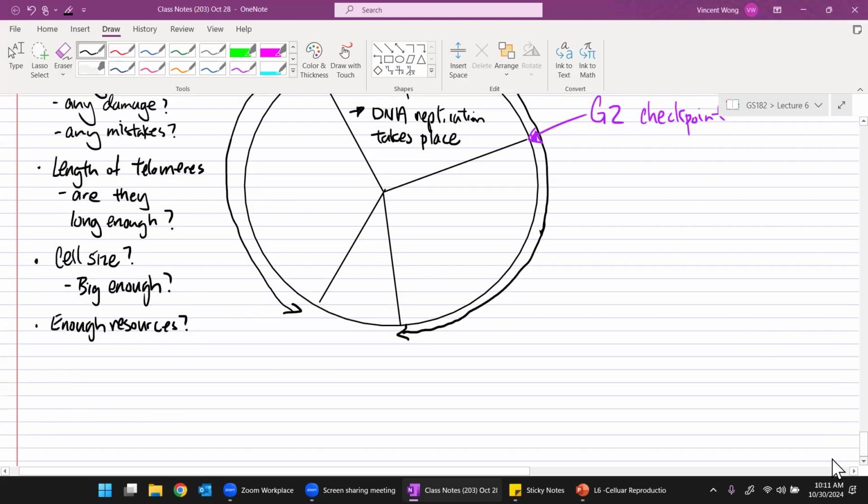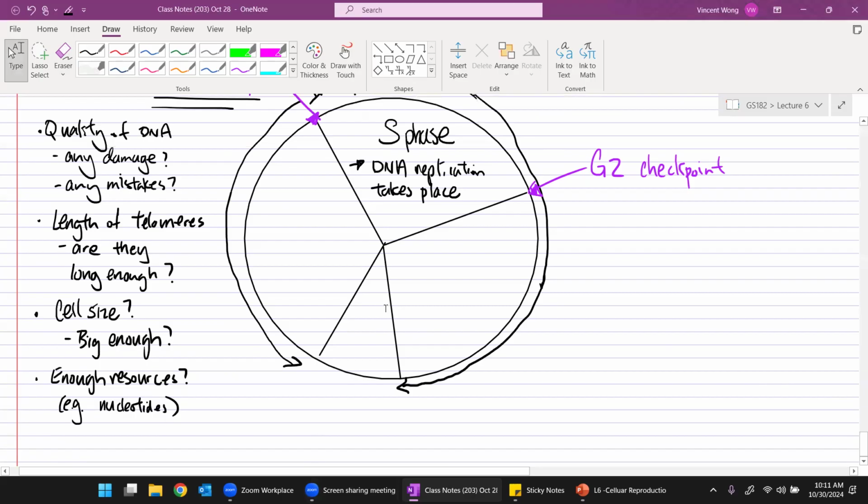All right. And you also want to know if the cell has enough resources. What kind of resources? For example, nucleotides. We're going to be replicating the DNA. We're going to need a lot of ACTGs, billions of them. Do you have enough?